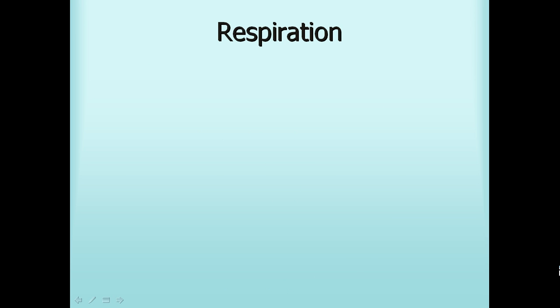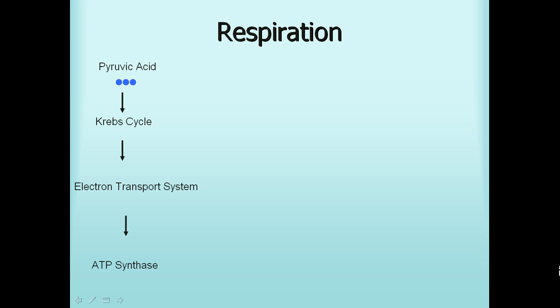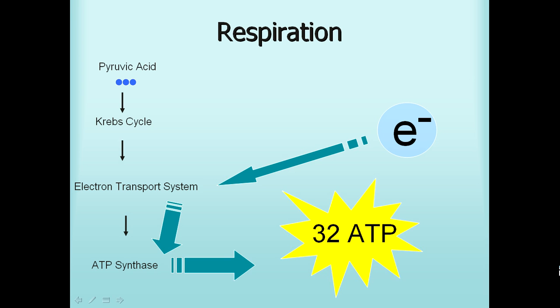Respiration. Respiration happens if oxygen is available. It starts off with the pyruvic acid from the glycolysis. It then goes to the Krebs cycle, electron transport system, and ATP synthase. In the Krebs cycle, 2 ATP are produced and many electrons are produced. The electrons from the Krebs cycle go through the electron transport system and into ATP synthase, which creates 32 ATP.